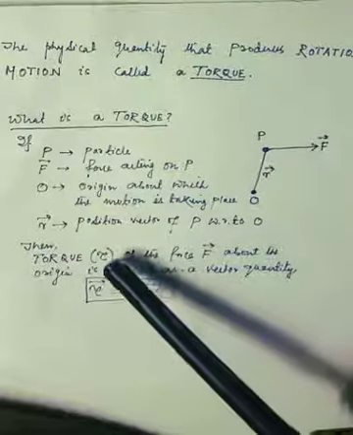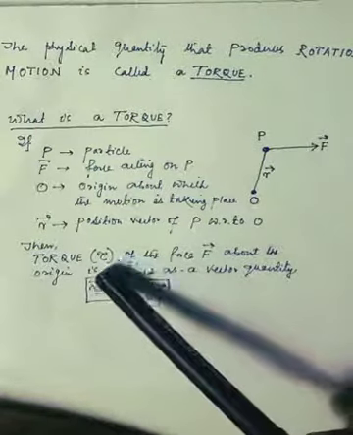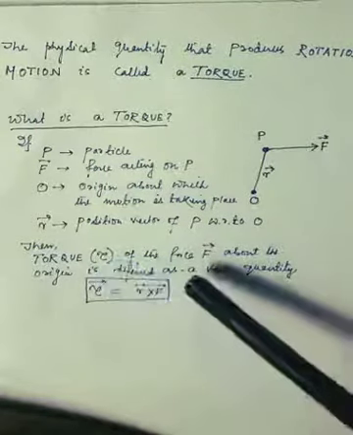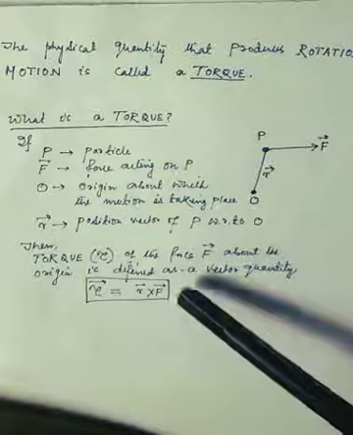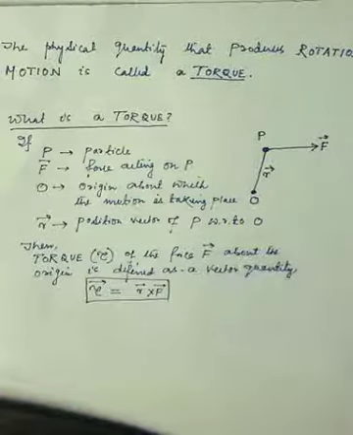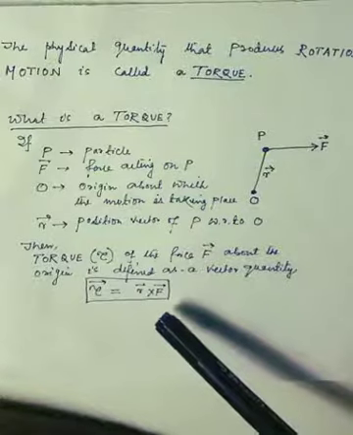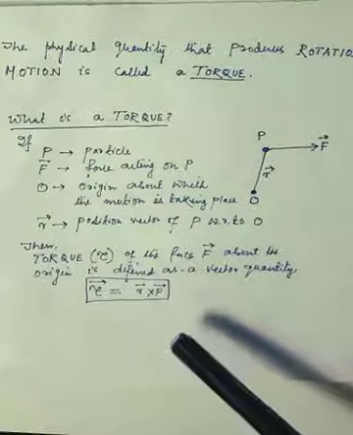Then torque, which is represented by the symbol tau, of the force F bar about the origin is defined as a vector quantity. Tau bar is equal to R bar cross F bar.